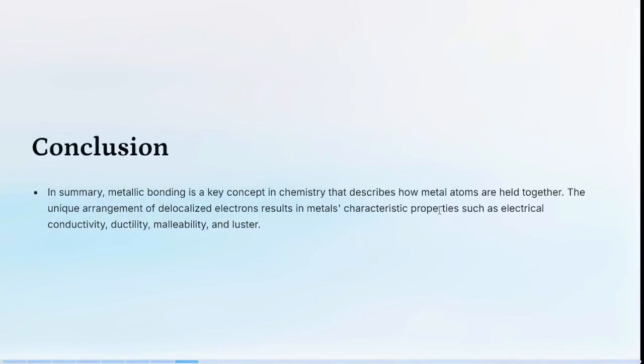Moving on, in conclusion, the summary states that metallic bonding is a key concept in chemistry, and it helps to describe how metal atoms are held together. The unique arrangement of delocalized electrons results in the characteristic properties of metals such as electrical conductivity, ductility, malleability, and luster. It is very crucial that when we talk about metals, we understand how metals bond, because it helps our understanding of how metals react and how their basic properties come about. With all this being said, we've come to the end of this lesson, and I'll see you in the next.